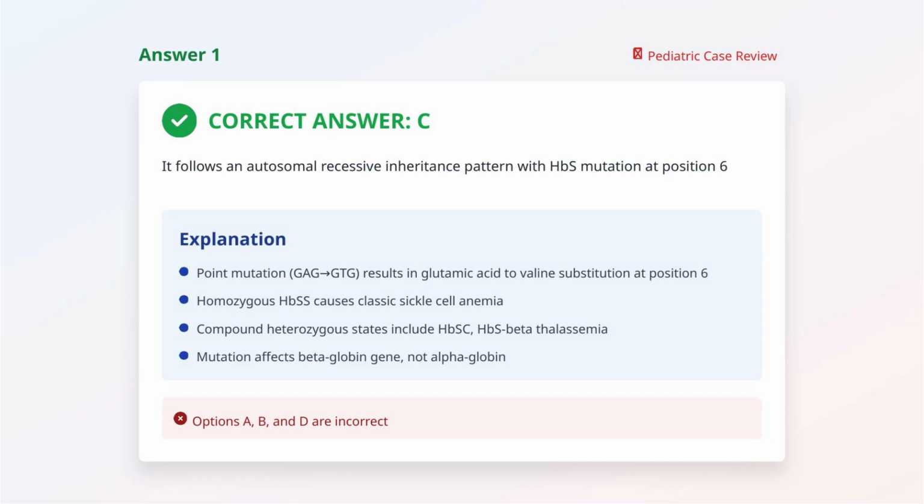The correct answer is C. Sickle cell disease follows an autosomal recessive inheritance pattern with a hemoglobin S mutation at position 6. This condition results from a point mutation where guanine-adenine-guanine changes to guanine-thymine-guanine, causing substitution of glutamic acid with valine at the 6th position of the beta globin chain. Homozygous hemoglobin SS causes classic sickle cell anemia. Compound heterozygous states include hemoglobin SC and hemoglobin S beta thalassemia. The mutation specifically affects the beta globin gene, not the alpha globin gene, making options A, B, and D incorrect.